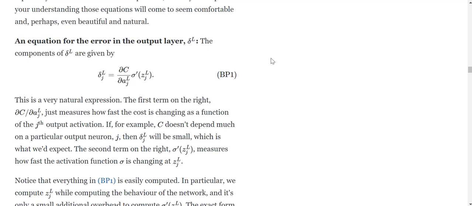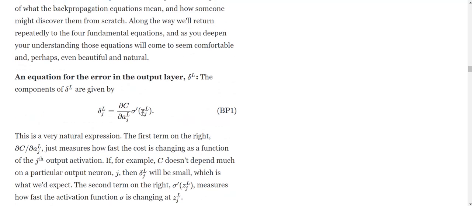The second term on the right, the derivative of sigmoid of the pre-activation value of the jth neuron in the Lth layer, measures how fast the activation function sigmoid is changing at this particular value. This is very simple if you are familiar with partial derivatives and you remember that our definition for the error in the jth neuron of the Lth layer was the partial derivative of C with respect to ZJL, right? Del C upon del ZJL.